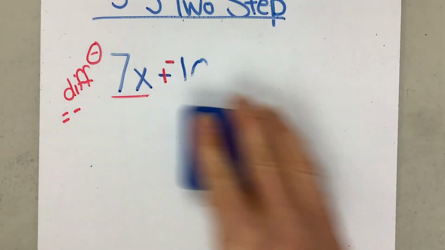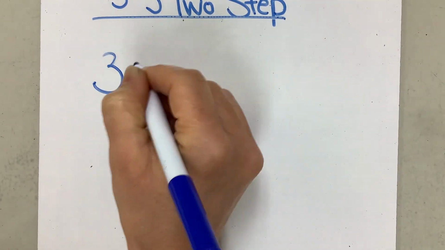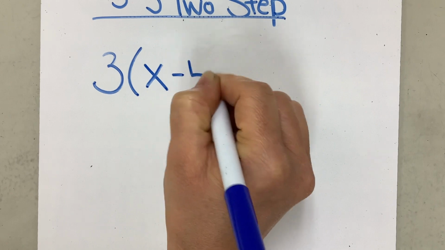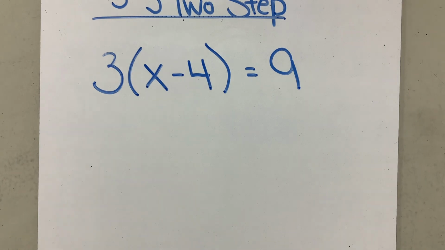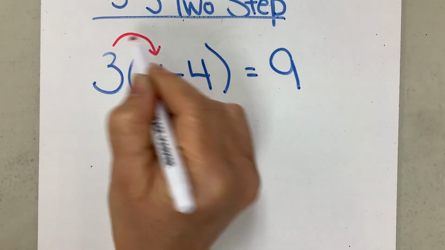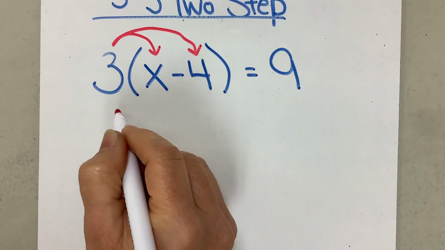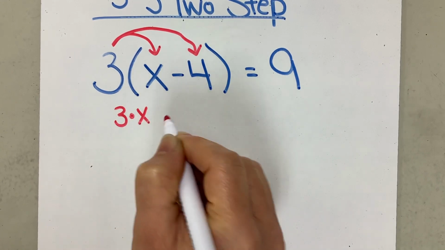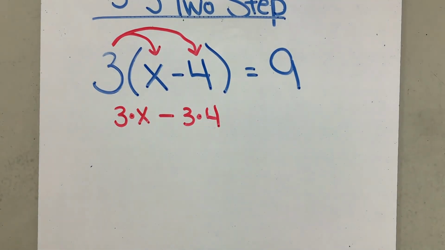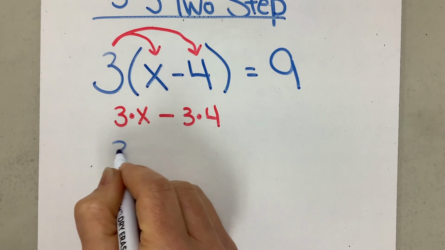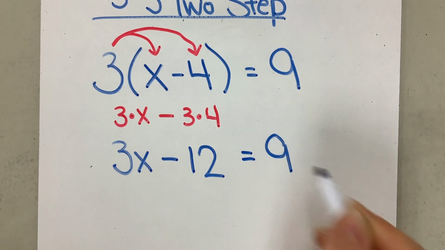And here is one more type of problem that you could see. 3 times the quantity x minus 4 equals 9. Now, before I can start solving this, I'm going to need to do the distributive property. Please remember, you have to distribute that 3 to both pieces. So we're going to have the 3 times the x, keep the sign, and then 3 times the 4. So first we're going to need to simplify this. This gives us 3x minus 12, still equal to that 9 that we started off with.